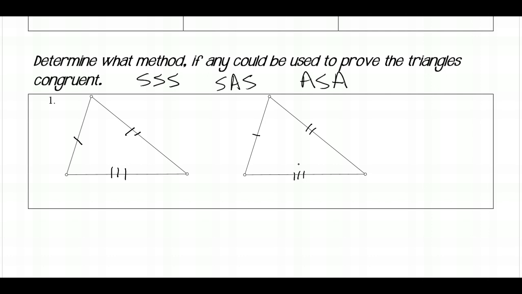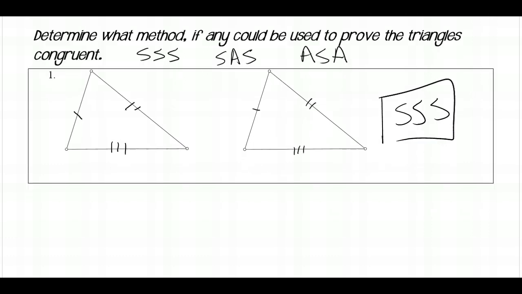So we can see based on the tick marks that we have 3 sides of the triangle on the left congruent to the 3 sides of the triangle on the right. So these triangles can be proved congruent by side, side, side. Sorry about that. Okay, side, side, side. Alright, moving on.